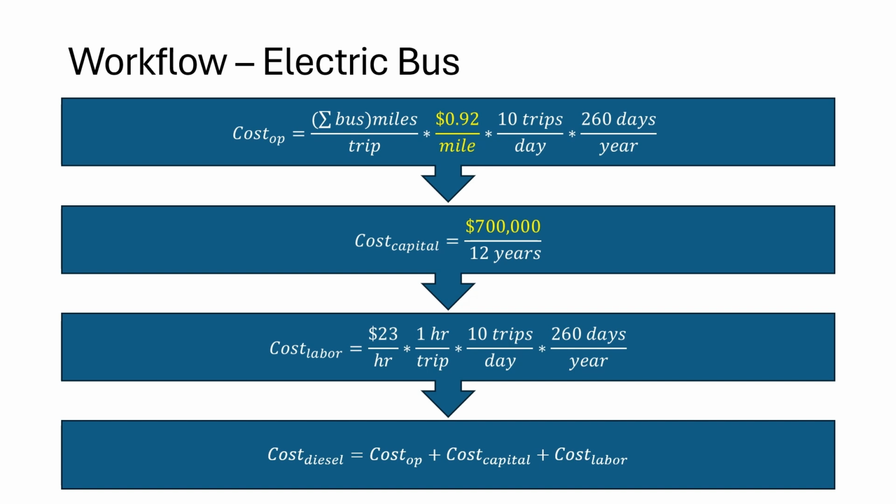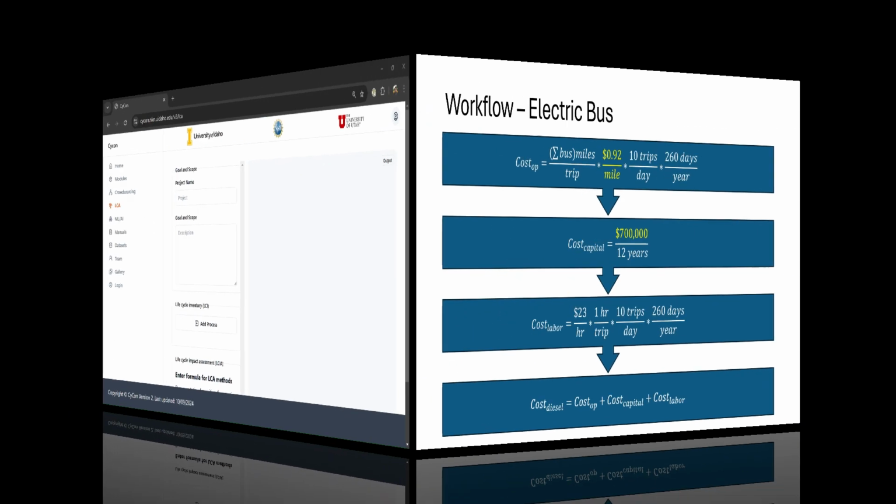The only differences are that we are assuming a cost of 92 cents per mile in the operational cost as opposed to $2 per mile, and that the capital cost is going to be $700,000 across a 12-year lifespan instead of $450,000. Next, we'll look at how to use the CyCon Life Cycle Assessment tool to compare the annual costs of all 3 vehicle types.